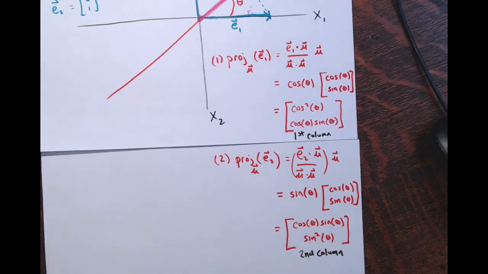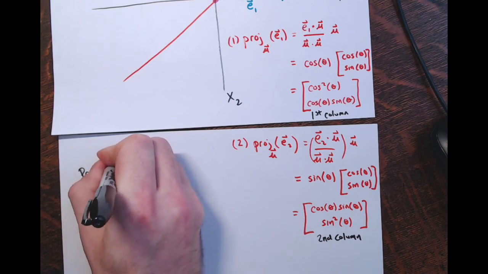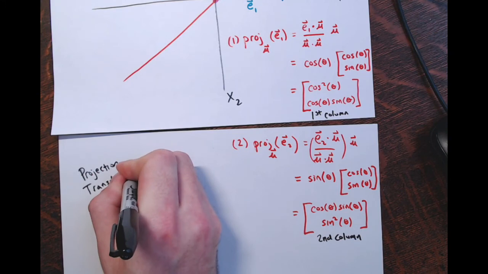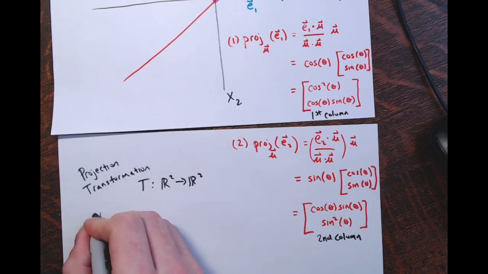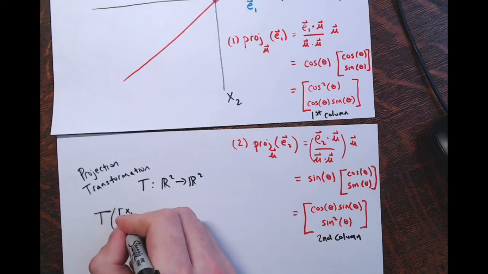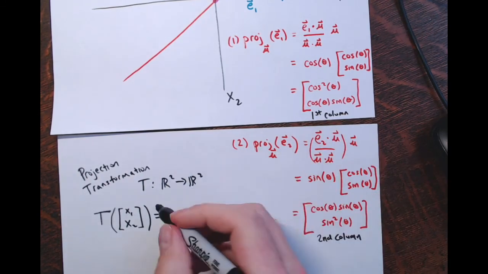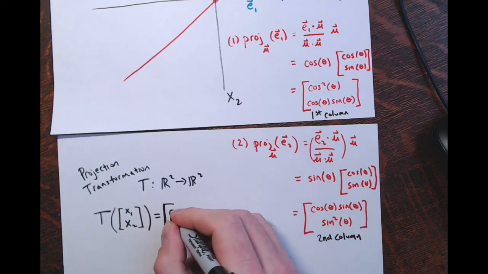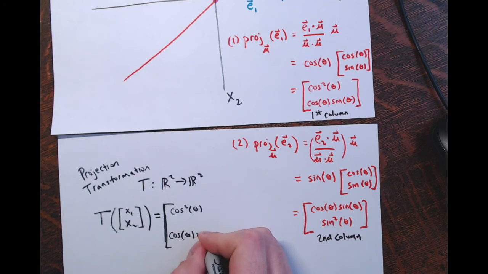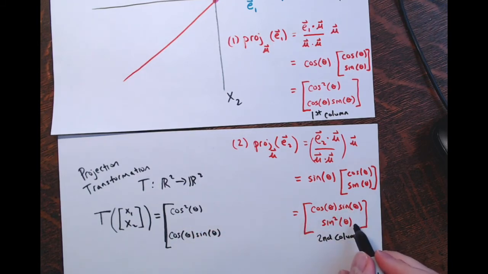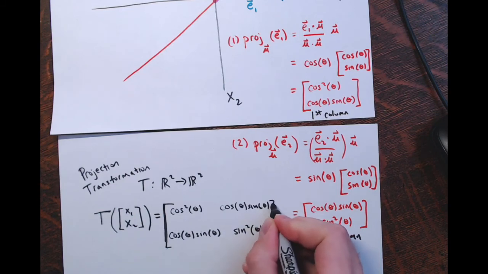And now I can write my transformation. This projection transformation, the projection onto a line, again I'll call it T. We're going from R2 to R2. T of any vector, say x1, x2, is going to be equal to this standard matrix with these columns. First column, cosine squared theta, cosine theta sine theta. Second column, we got from the projection of the second basis vector, cosine theta sine theta, and then sine squared theta, times x1, x2.